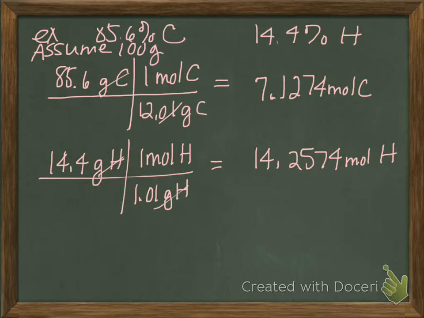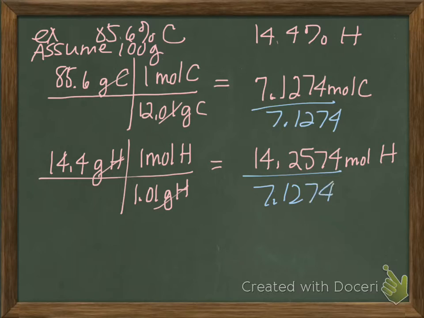And here's the next step. Okay, I'm going to change colors just so you can see that it's a second step. Now our next step is to divide both of them by the smallest number of moles. In this case, the smallest number of moles is the carbon, right? So we're going to divide both of them by 7.1274. Okay, so clearly this one's going to be 1.